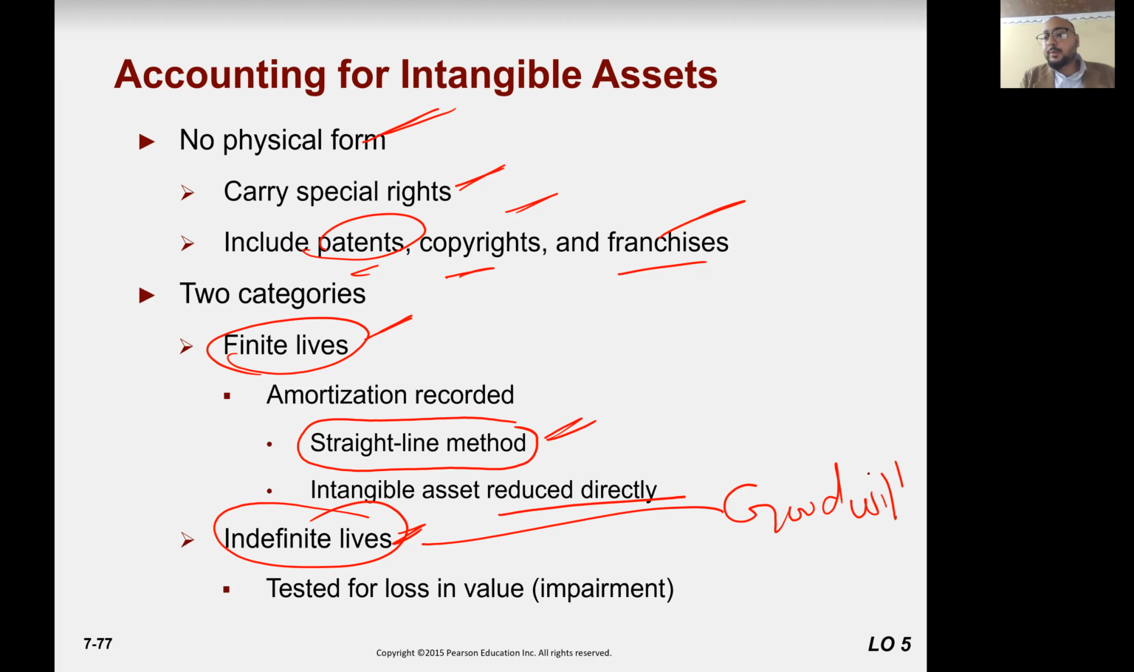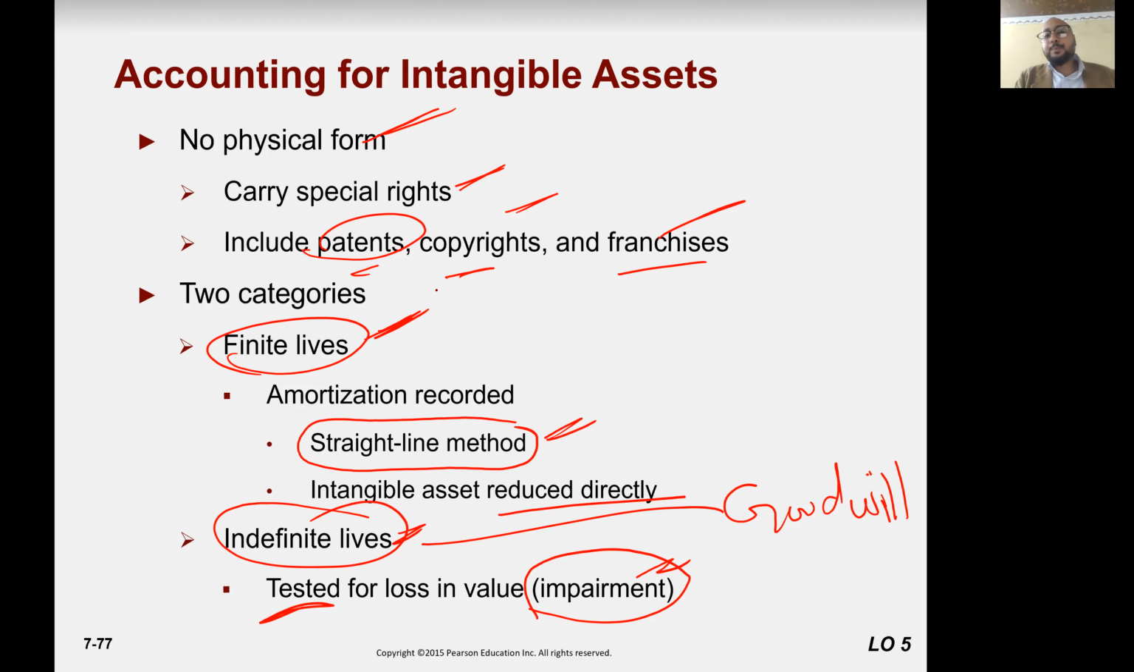But for indefinite lives, examples are goodwill, company reputation, brand value. Right? If you acquire another company, you have to pay some extra amount for their reputation, for their goodwill, but that goodwill has no definite life. So that is tested for impairment. That's it. It is not depreciated, it is not amortized, it is not depleted. We call this impairment loss. But there is a test first. If that test is fulfilled, then we decrease the value of goodwill. Otherwise, we don't decrease the value of goodwill. We keep it the same.